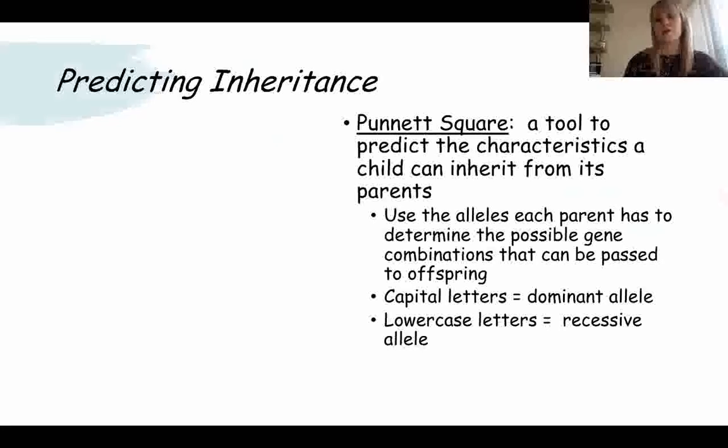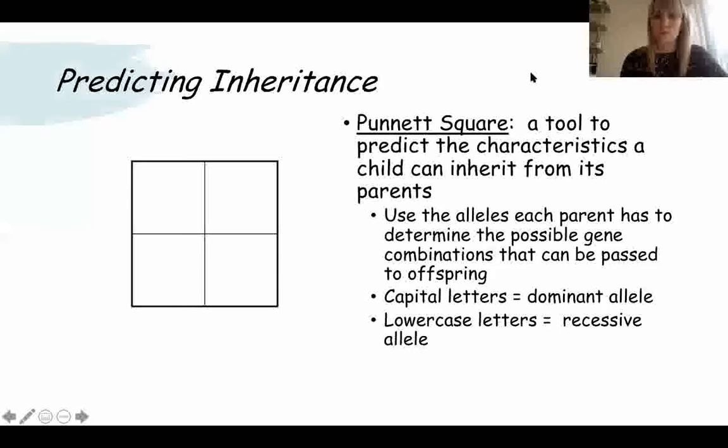The first thing we have to do is predict inheritance. A Punnett square is a tool to predict the characteristics a child can inherit from its parents. You use the alleles that each parent has to determine the possible gene combinations that can be passed to offspring. Again, we use capital letters for dominant alleles and lowercase letters for recessive alleles. A Punnett square is literally a square. Inside the square, we're going to add our alleles.